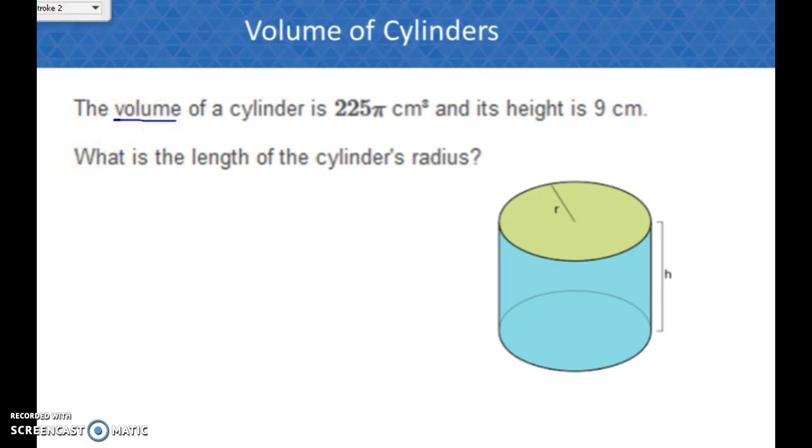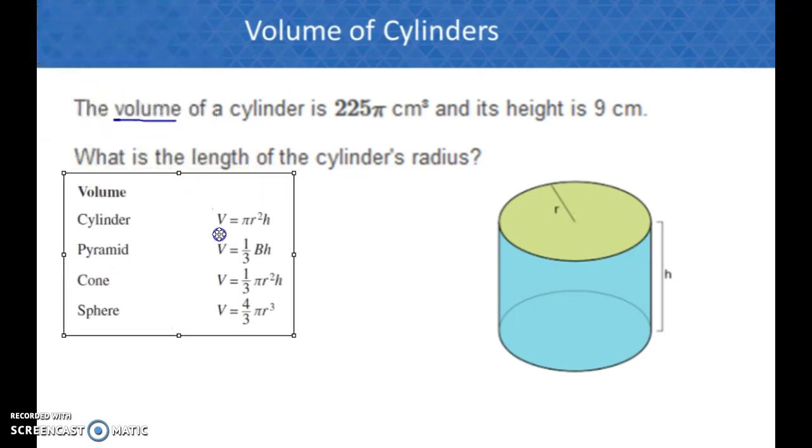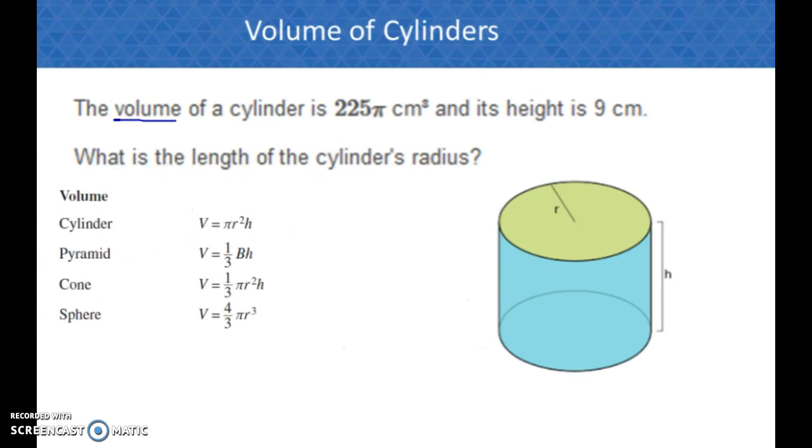And y'all, again, this is straight from the formula sheet. You don't have to have these memorized. You just need to know how to use your resources to find them. So here's our volume formulas, and we're dealing with a cylinder. So it's pi times radius squared times height.